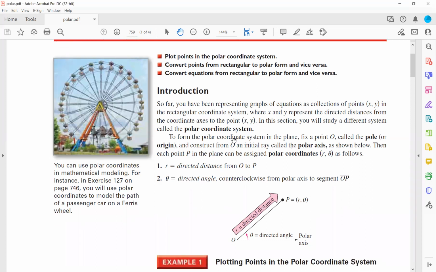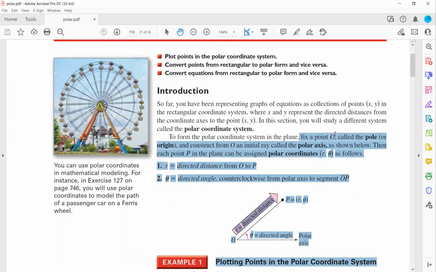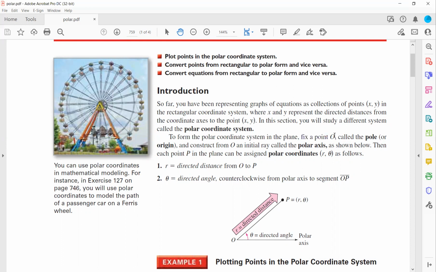To form the polar coordinate system in the plane, first we need to fix a point that we call the origin or the pole. So first we fix a pole or origin, and then we construct from the origin an initial ray, which is called the polar axis. So you have an origin and a horizontal line to the right-hand side, which we call the polar axis. It doesn't have X and Y. It has the pole, the origin, and the polar axis.